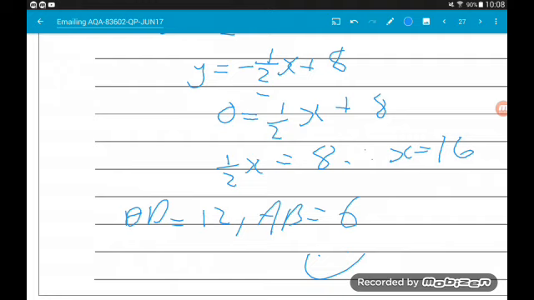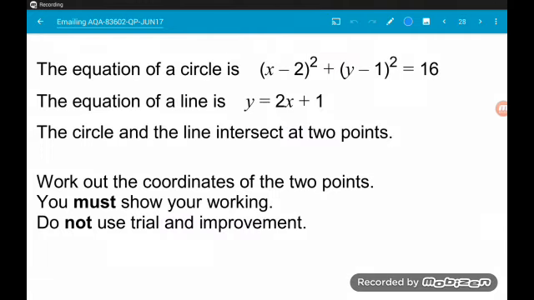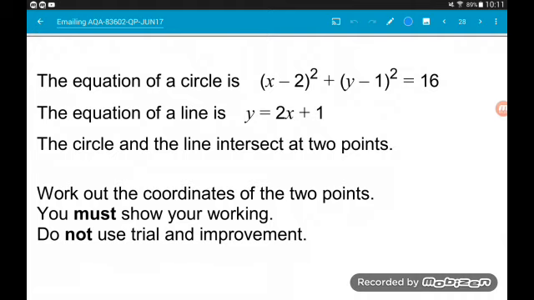Okay, next up we have the equation of a circle: x minus 2 squared plus y minus 1 squared equals 16. We also know the equation of a line is y equals 2x plus 1. We are told the circle and the line intersect at 2 points. We want to find the coordinates of these 2 points. So, how are we going to do this? Good question. We're going to use substitution.